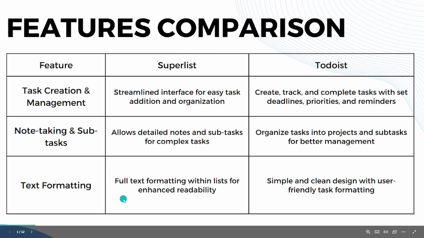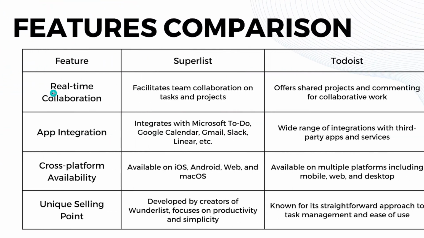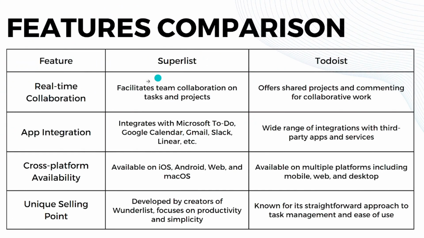When it comes to text formatting, Superlist has full text formatting within a list for enhanced readability, while Todoist has a simple, clean design with user-friendly task formatting. When it comes to real-time collaboration, Superlist facilitates team collaboration on tasks and projects, while Todoist offers shared projects and commenting for collaborative work. When it comes to app integration, Superlist integrates with Microsoft To Do, Google Calendar, Gmail, Slack, Linear, etc., while Todoist has a wide range of integrations with third-party apps and services.